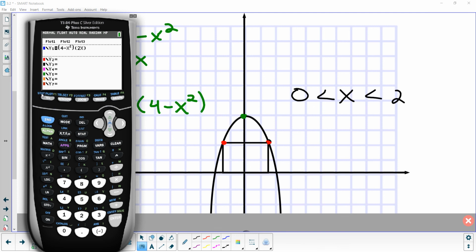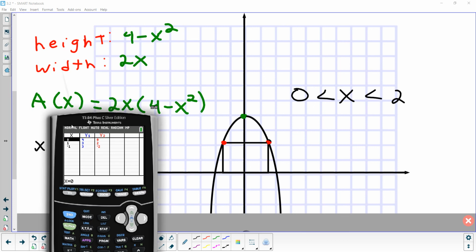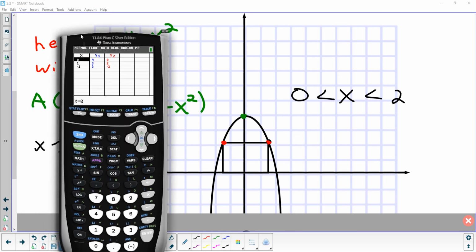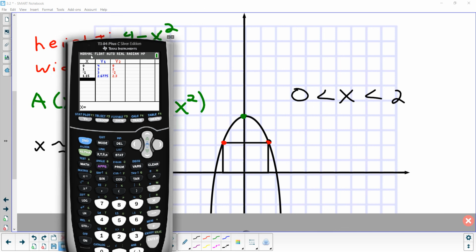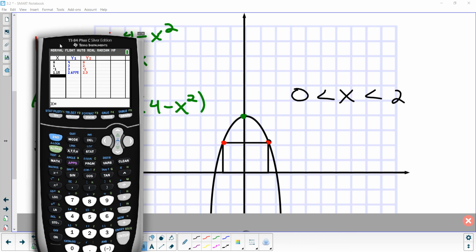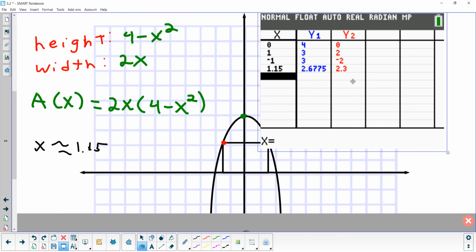So I have, all right, you know what I'm going to do? I'm going to plug them in on a y1 and a y2 so I can see both values at the same time. I've got the answer. Let's put that as 2x. Go to the table. And I'm going to type in 1.15 and hope that I get roughly the same number in y1 and y2. Let's see. So in this case, did we get the same number?